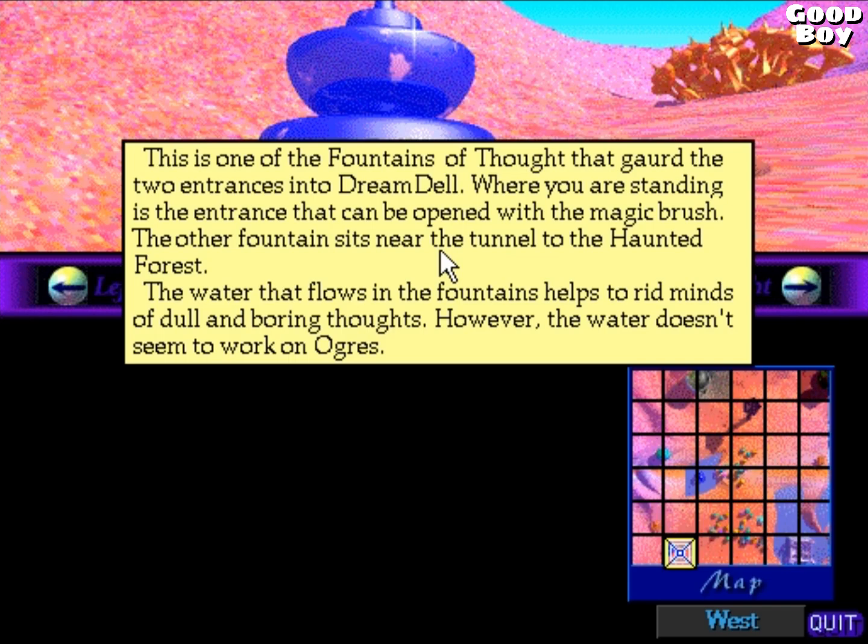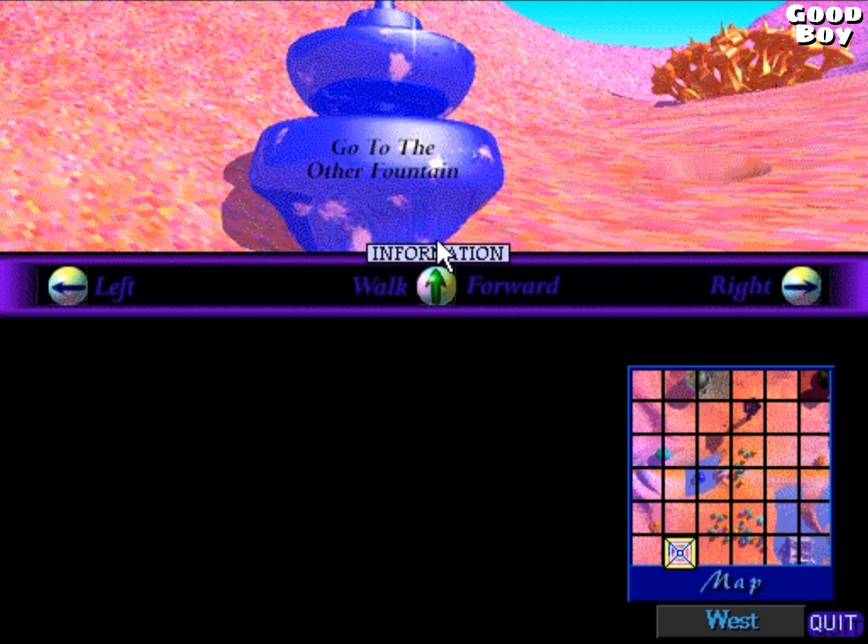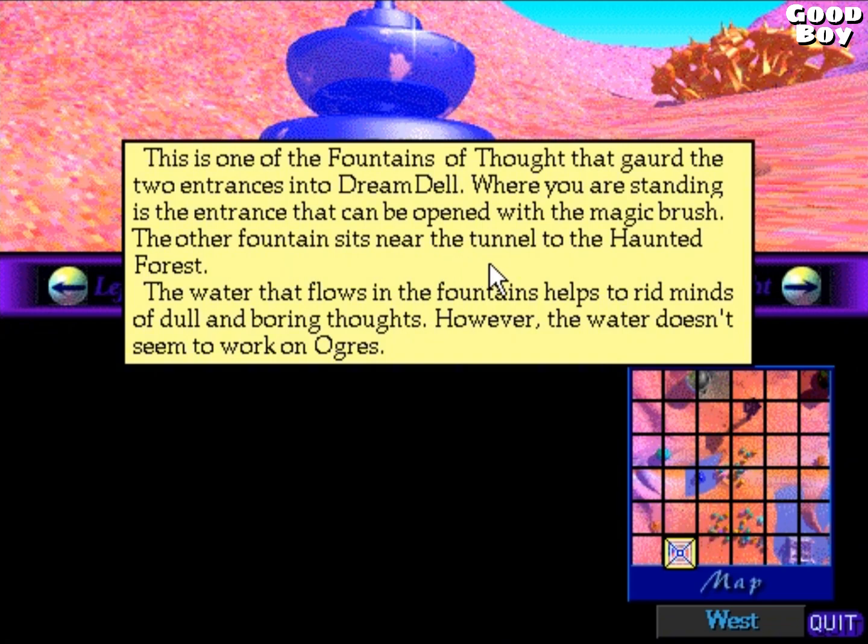This is one of the fountains of thought that guard the two entrances into Dreamdell. Where you are standing is the entrance that can be opened with the magic brush. The other fountain sits near the tunnel to the haunted forest. The water that flows in the fountains helps to rid minds of dull and boring thoughts. However, the water doesn't seem to work on ogres.